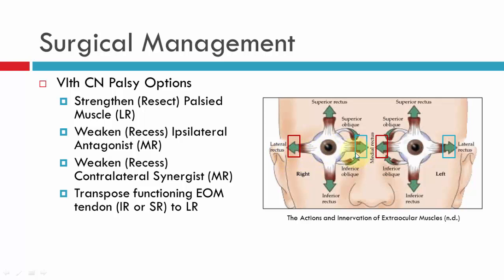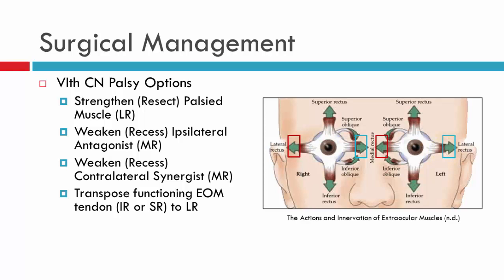Then we have the ipsilateral antagonist, which is overacting. There is contracture of this muscle, so we can look at recessing this. The contralateral synergist, the medial rectus of the left eye, is overacting, so we can consider weakening this muscle. And then we have the lateral rectus of the left eye, which is the contralateral antagonist. Now, often this muscle isn't operated on, but it could be, and if you were to operate on this muscle, because it's an underacting muscle, it would be a strengthening procedure.